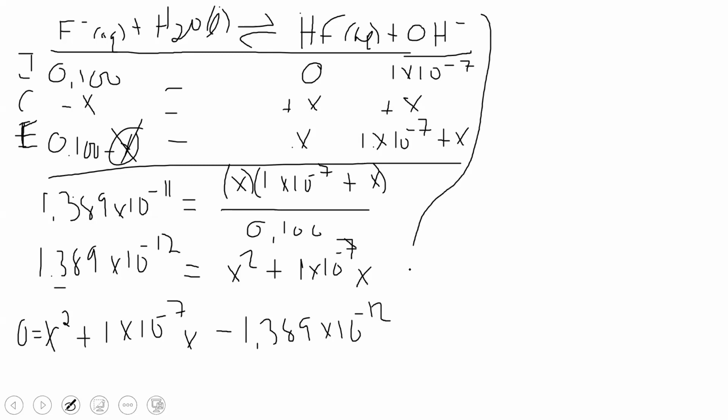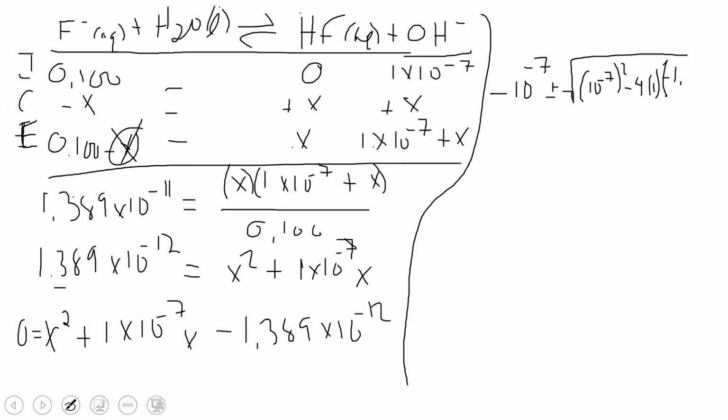And so here, see if I can draw this in here. So you get negative 10 to the minus 7 plus or minus the square root of 10 to the minus 7 squared minus 4 times 1 times negative 1.389 times 10. Sorry, my writing is getting small up there. If I can make it clearer.